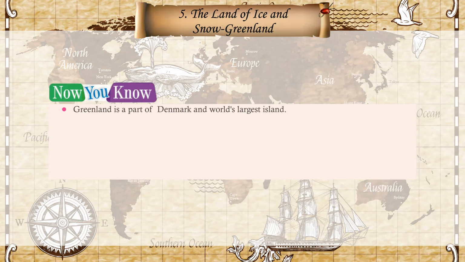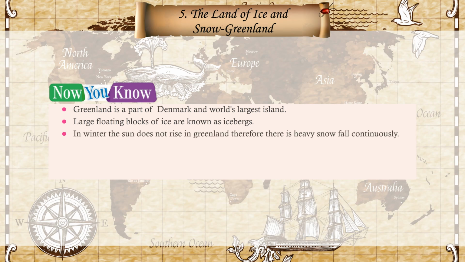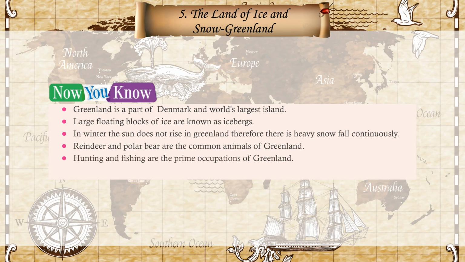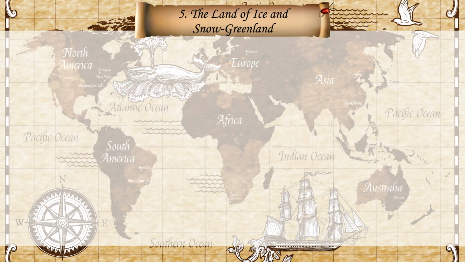Now you know, Greenland is a part of Denmark and the world's largest island. Large floating blocks of ice are known as icebergs. In winter, the sun does not rise in Greenland, therefore there is heavy snowfall continuously. Reindeer and polar bear are the common animals of Greenland. Hunting and fishing are the prime occupations of Greenland. Eskimos use special boats called kayaks for transport and for hunting.